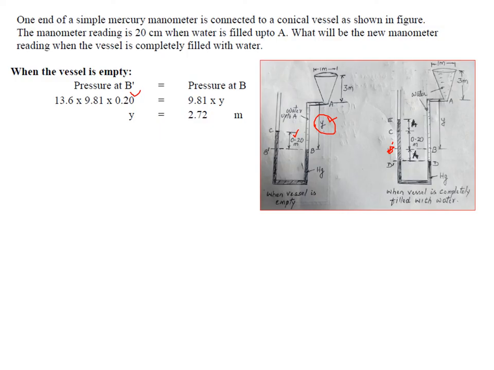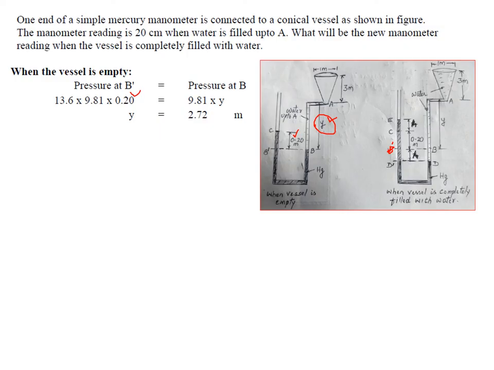Because of this water filling for 3 meters height, the mercury level from B will come down to D, whereas the mercury level from C will go up by the same amount H. So the new manometric reading, when the vessel is filled with water, will become 0.2 plus H plus H.